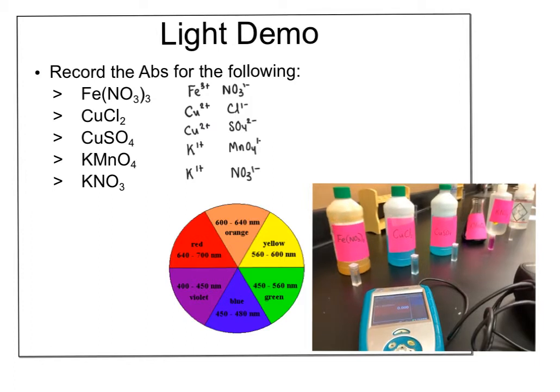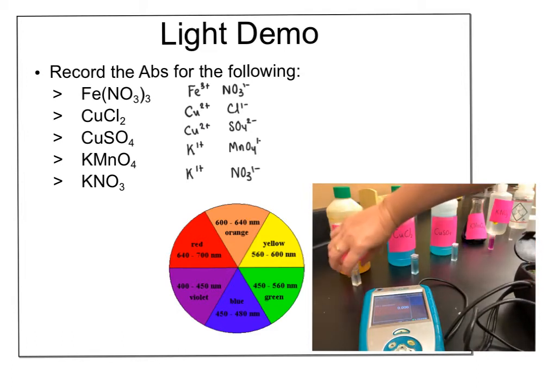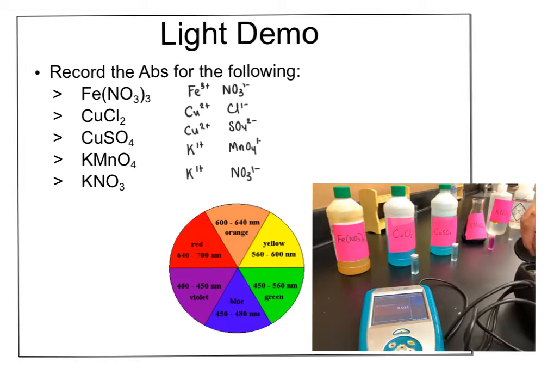I want you to pay attention though to the patterns. I already broke them into their ions. Alright, so I'm going to take some measurements and you're going to record. So I calibrated this with water already, and I've already wiped down all the sides of the cuvettes. So let's try this Fe(NO3)3.